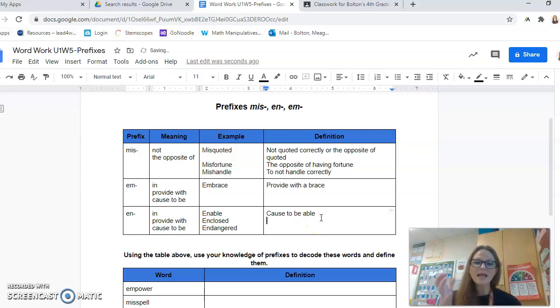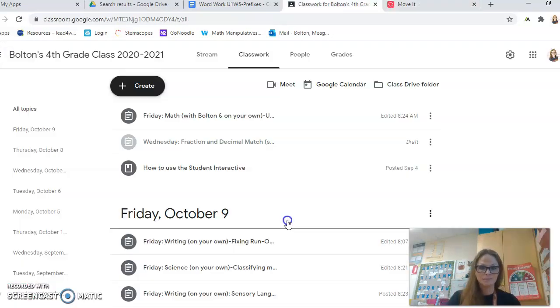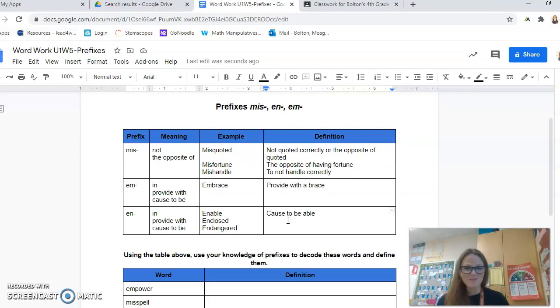Enclosed. Enclosed means to be in a space, like closed in a space. So I'm going to write closed in a space, or closed in. In The One and Only Ivan, Ruby and Stella are enclosed in their domain, in their cage. They're closed in a space, all right?